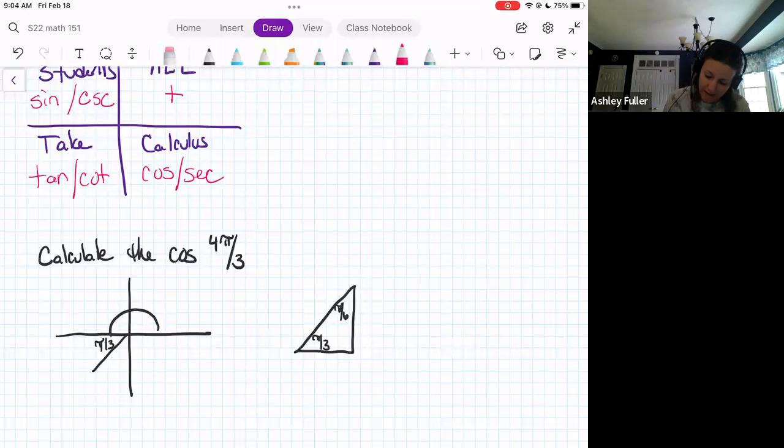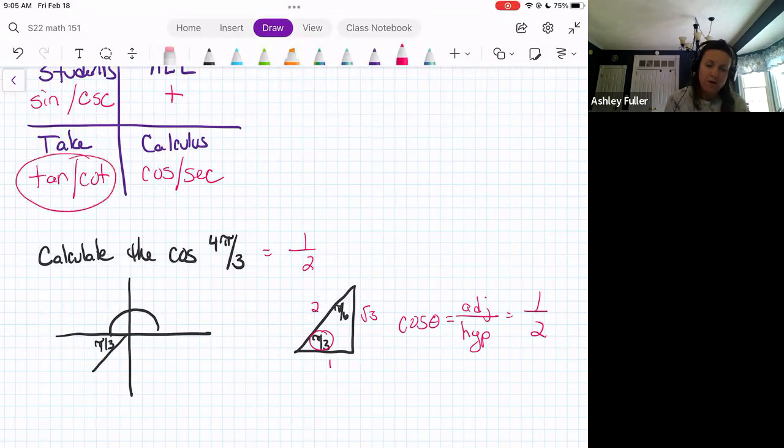We can set up our relationships then. Our ratios tell us that this side represents 1, 2 for the hypotenuse, and square root of 3. We know that cosine of theta, in this case, we're looking at the reference angle of pi over 3, is adjacent over hypotenuse, which leads us to 1 over 2. And then what we have to do is look at what quadrant we're in. We're in the third quadrant. Only tangent and cotangent will be positive. So the cosine is going to be -1/2.